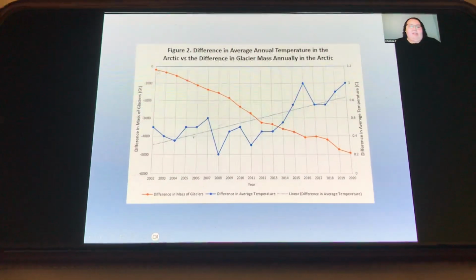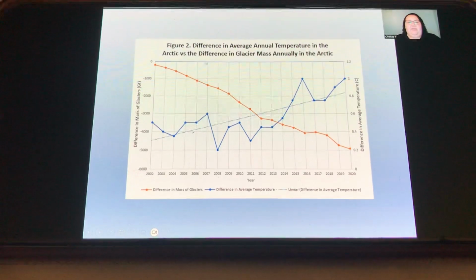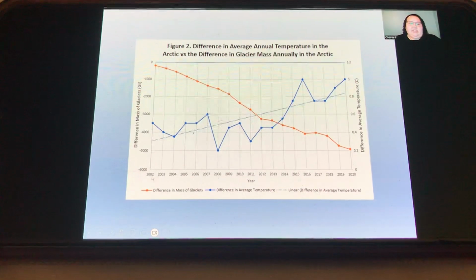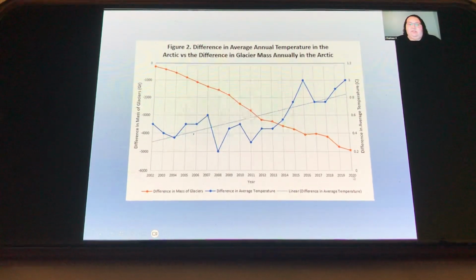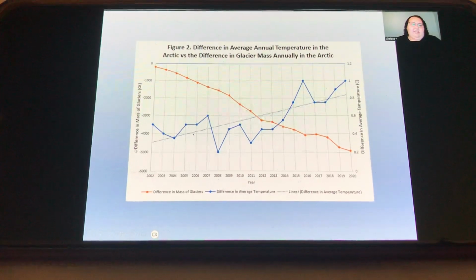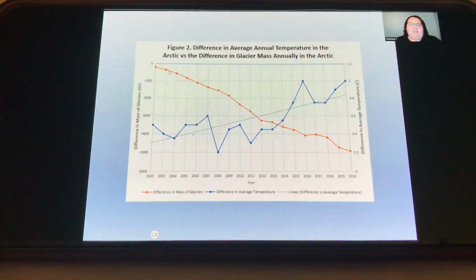So for my graph, I did the difference in average annual temperature in the Arctic versus the difference in glacier mass annually in the Arctic. As you can see on the bottom x-axis, I have the years from 2002 to 2020. And then on the y-axis here on the left side, you have the difference of the mass in the glaciers. So these orange dots represent that.